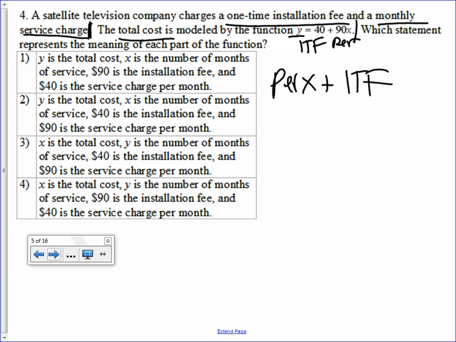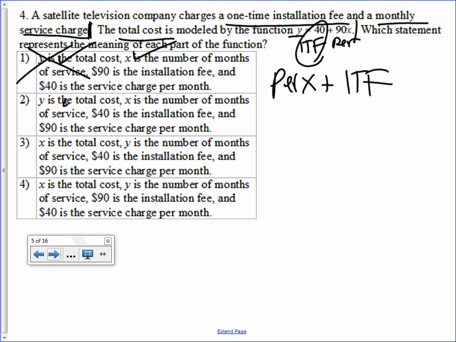So choice 1 says y is the total cost. Yes. X is the number of months of service. Yes, it's per month. 90 is the installation fee. 90 is not the one-time fee. 40 is the one-time fee. So that's not the answer.